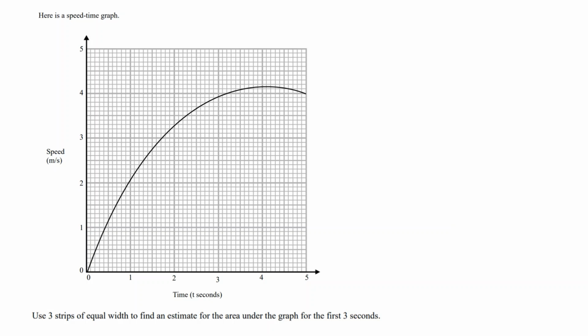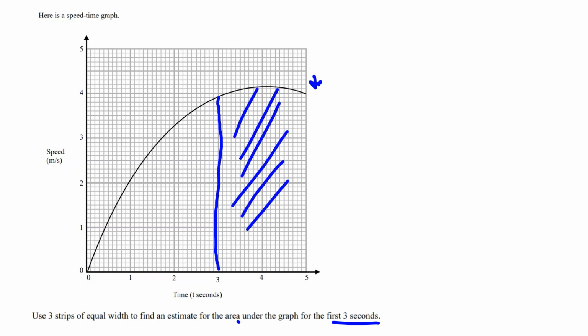It's going to be a little bit different when we're looking at a curved graph. Now this is where it's going to be very much an estimate, because the shapes we draw under our curve are not going to be perfectly aligned with this line here. So let's look at the question. Here is a speed time graph. Use 3 strips of equal width to estimate the area under the graph for the first 3 seconds. So we are doing the area of the graph up until this point here. This bit we're not interested in, so we're going to ignore that.